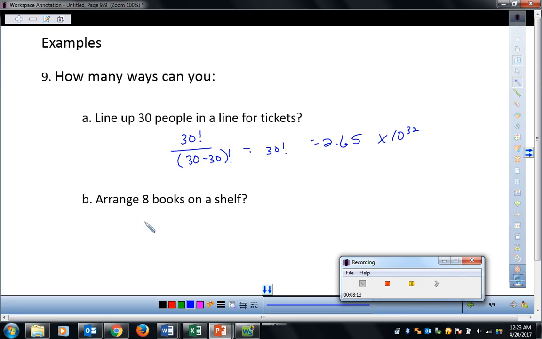Arrange 8 books on a shelf. Again, I'm taking 8 as my total number of books. I am arranging all 8. 8 minus 8 factorial. So this is 8 factorial over 0 factorial, which is just 8 factorial over 1. The same thing we did up here, which is just 8 factorial. So 8 factorial ends up being 40,320.